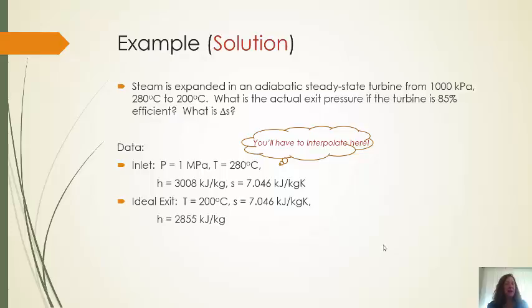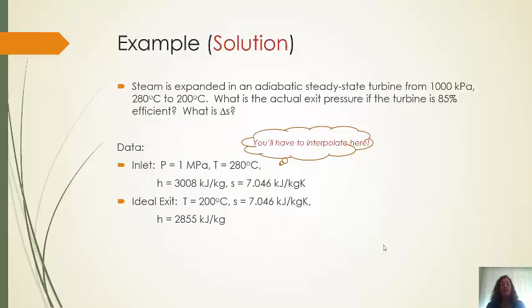I'm asked to find the actual exit if the turbine is 85% efficient. Now, here's where it gets a little bit tricky, because what I have to do on a problem like this when they give me a process efficiency is figure out what the ideal exit would be. And ideally, this is going to be reversible and adiabatic. Reversible and adiabatic means it's at constant entropy. So the entropy from the inlet helps me define the exit state if it's ideal.